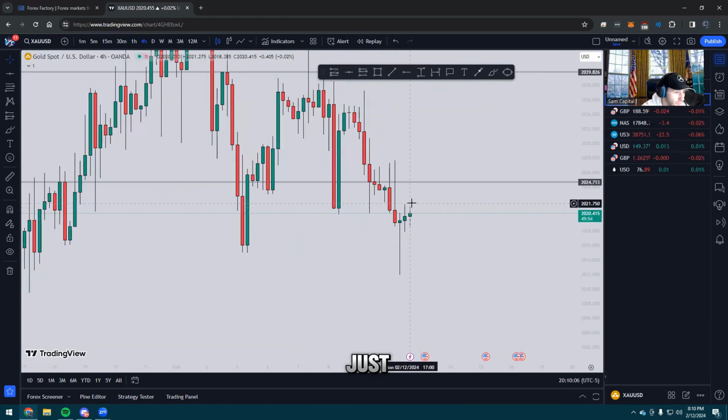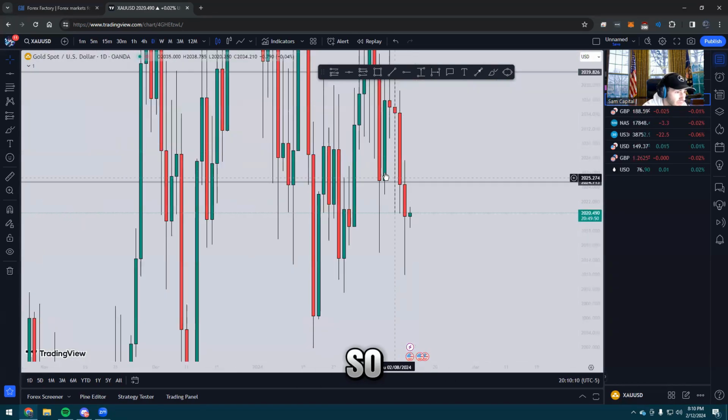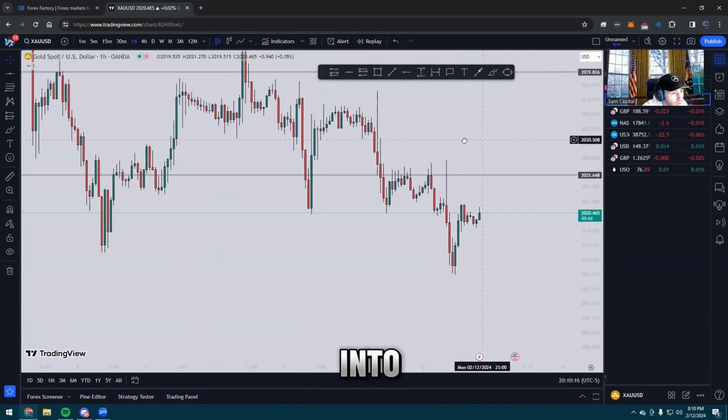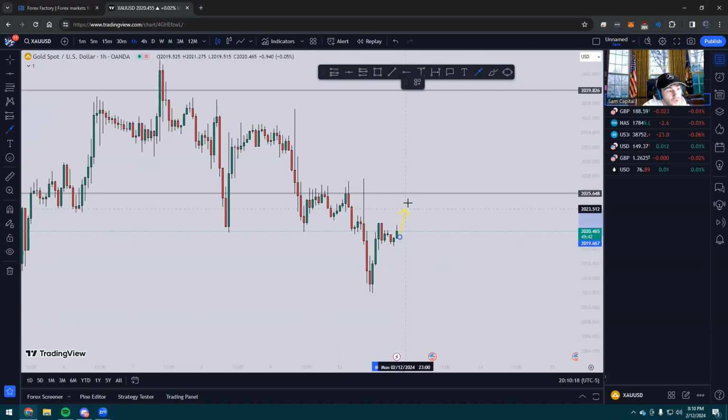It looks like gold's just going to start to pull back, right? Very typical for a day like this on CPI. So you've got this previous support here on the daily time frame. If you go to the 1 hour, same thing. You're going to draw it up into here. I wouldn't be shocked if we see a move back up into here.